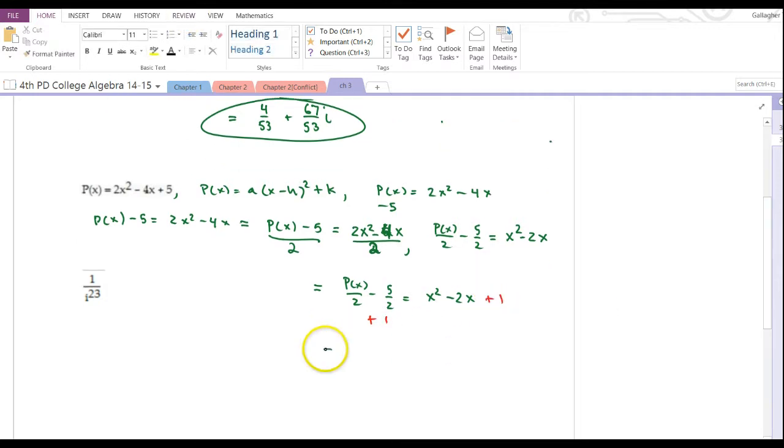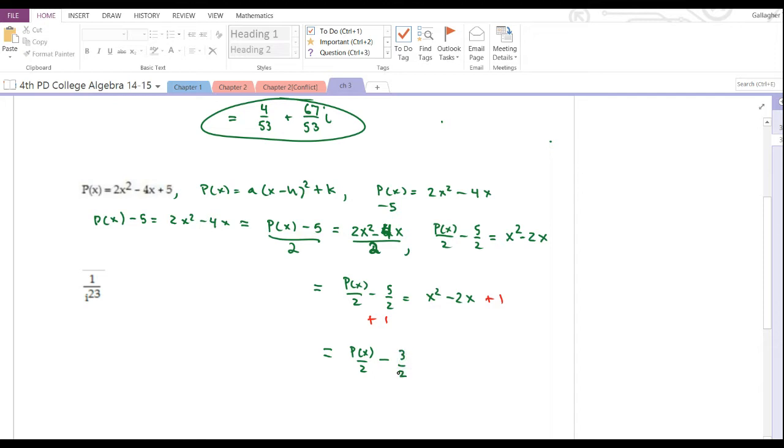And what I need to do next then is get P of x divided by 2 on the left. Now, negative 5 over 2 plus 1 half is going to give me, well, let's figure it out. It's going to give me minus 3 over 2, isn't it?